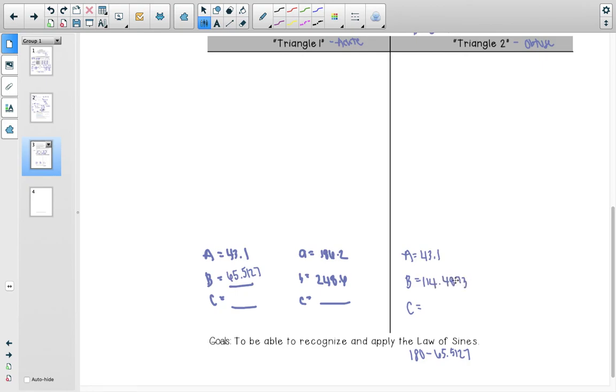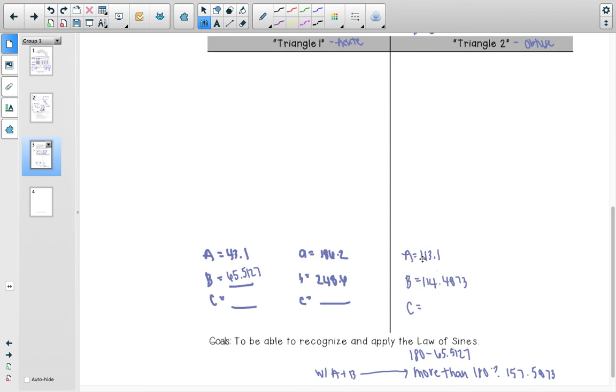If we take that value plus 43.1, you have to ask yourself, is it more than 180 degrees? So with A and B, is it more than 180 degrees? No, because it's 157.5873 if you add it together. So it's not more than 180 degrees, which means this triangle is possible.